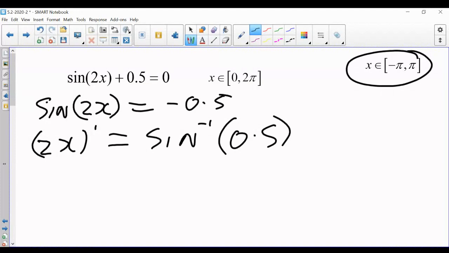I'm not going to call it negative yet. We'll get to the negative part later on. So this 2x prime, this deviation from the x-axis, is sine inverse of 0.5. Grab your calculators. This is one of those special angles. There is a particular special angle that gives you a sine of 0.5.